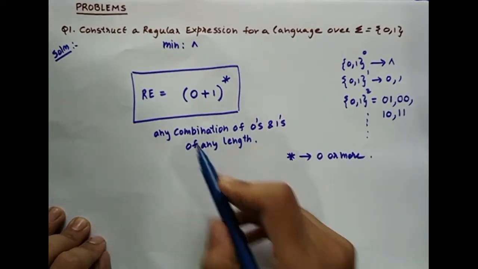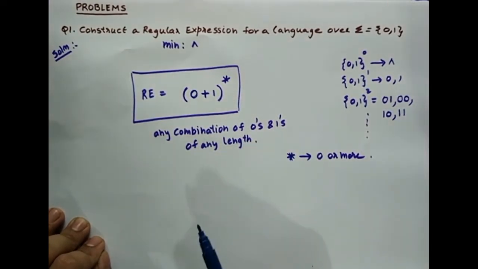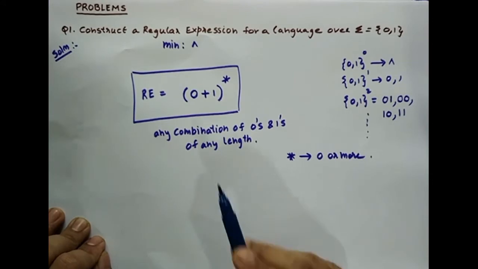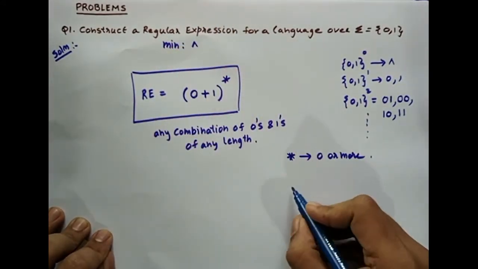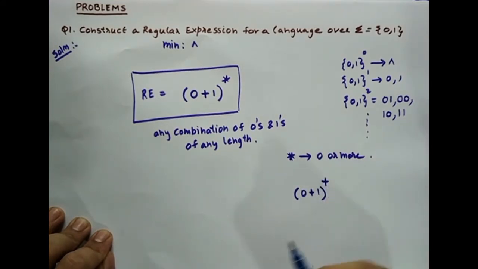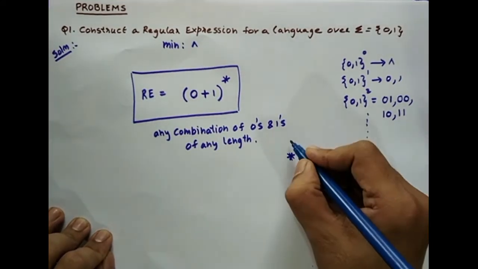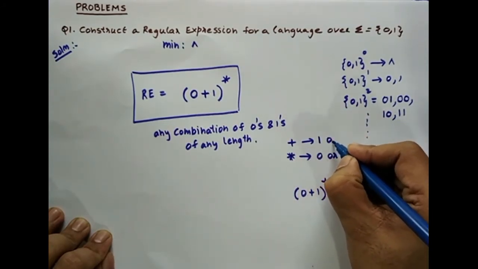This is very important. So this means any combination of zeros and ones of any length. Note that this is the answer, but I am just showing a variation. Suppose I had written (0+1)+ instead of star. Now what is the plus operator?